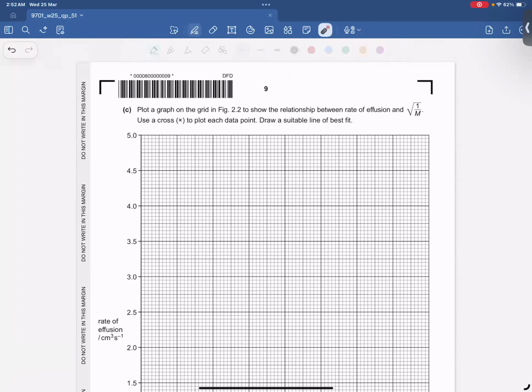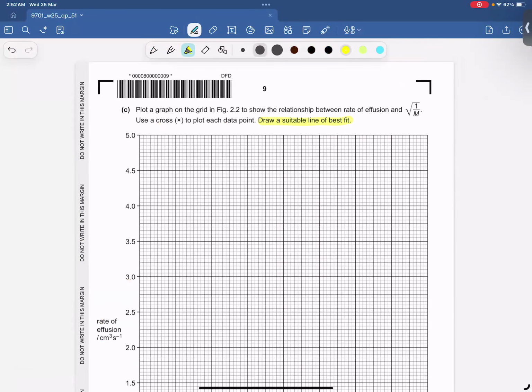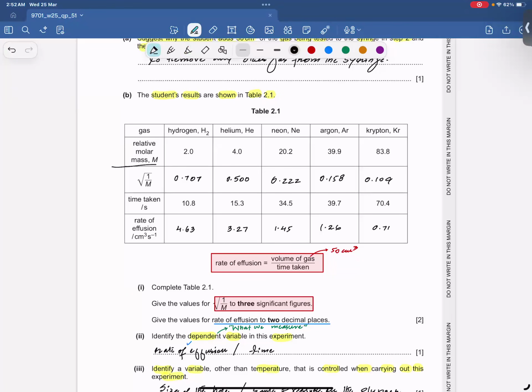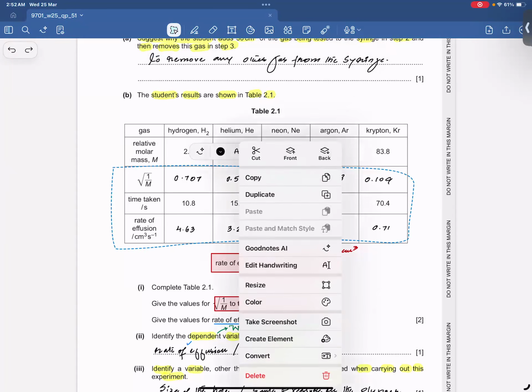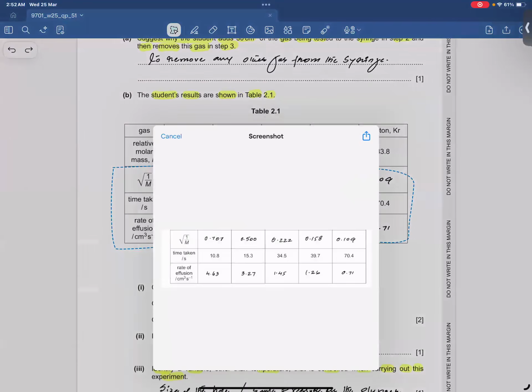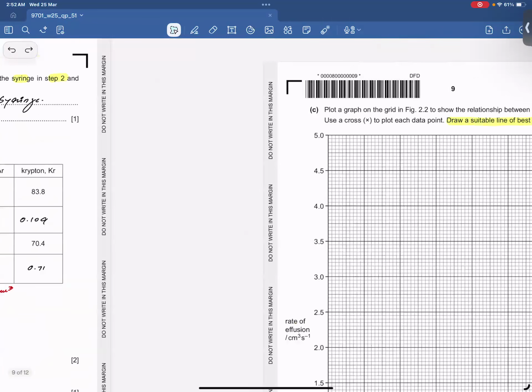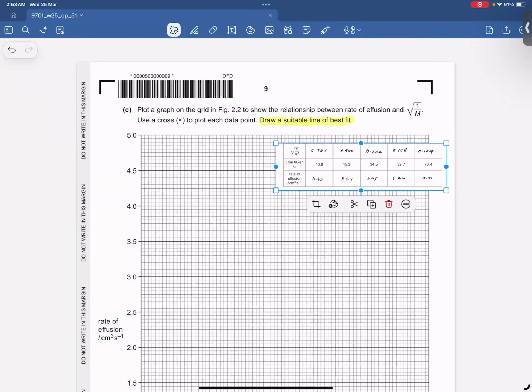Plot a graph on figure 2.2 to show the relationship between rate of effusion and the square root of 1 upon M. Use crosses and draw a suitable line of best fit. The examiner is looking for the line of best fit. So let me collect the data from here. I need only these two values, so I'll take a screenshot instead of copying this stuff. Now I'm going to put this data here.